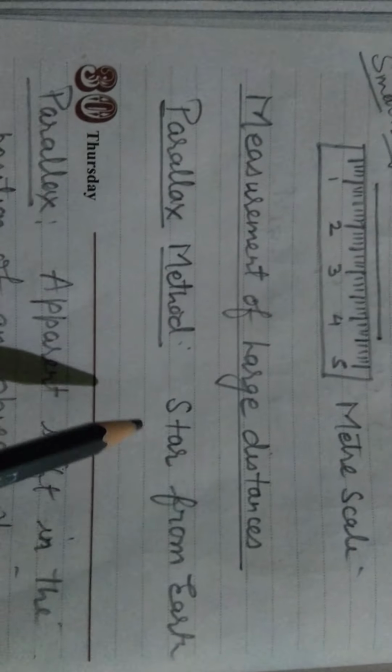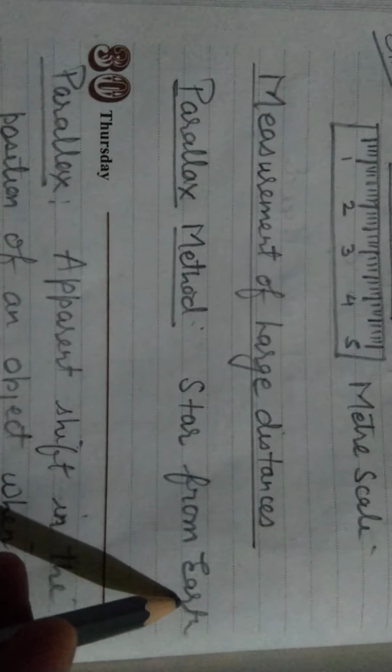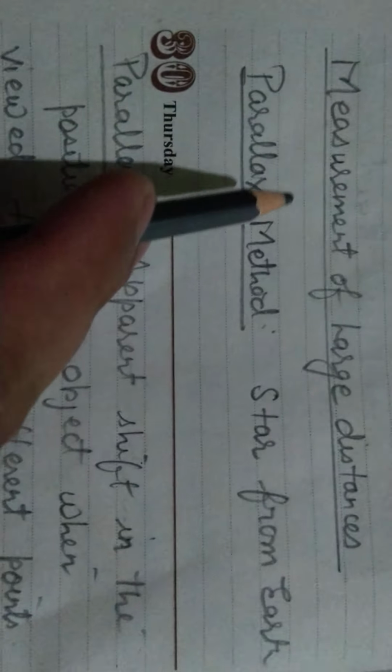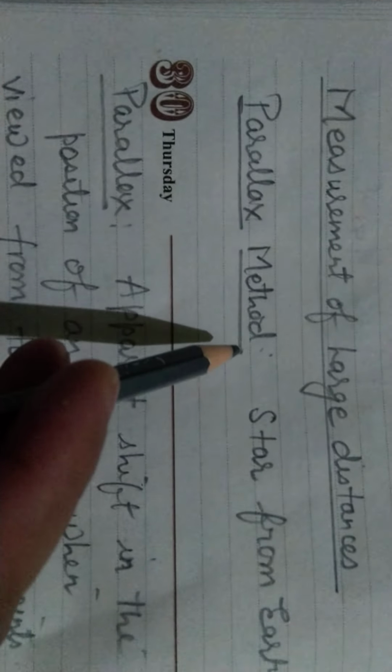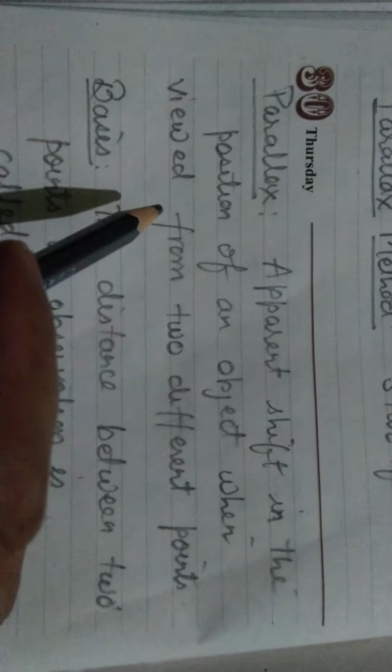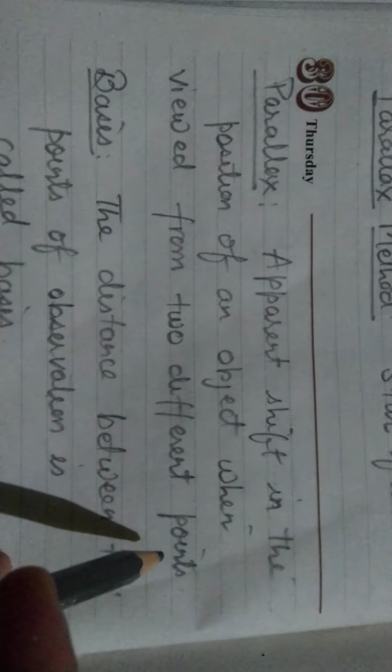Now if the distance is very large, for example the distance of a star from earth, at that time we cannot use a meter scale, because we don't have a scale of that length. So we use some method. One such method is the parallax method. What do we do in this method? First we have to understand parallax. It is the apparent shift in the position of an object when viewed from two different points.